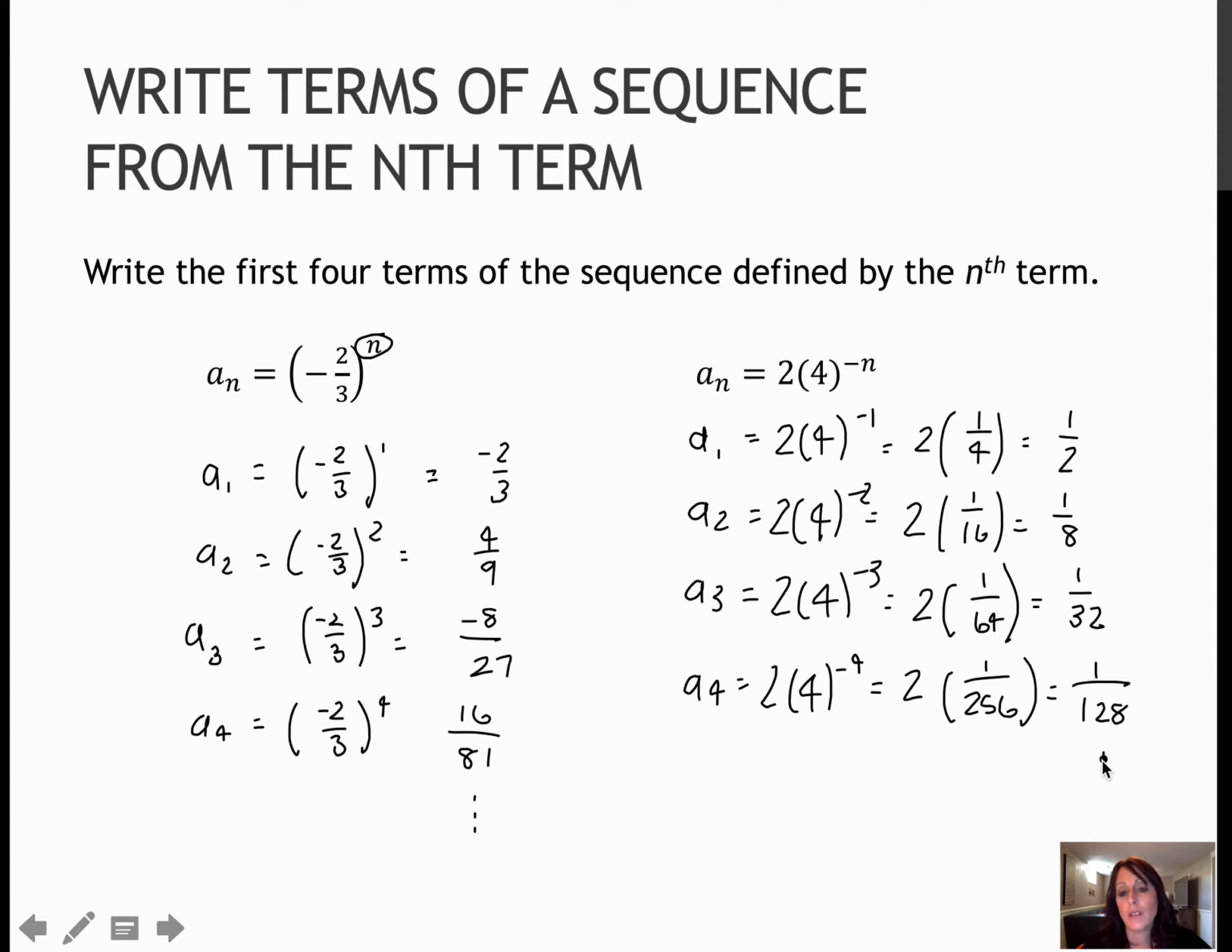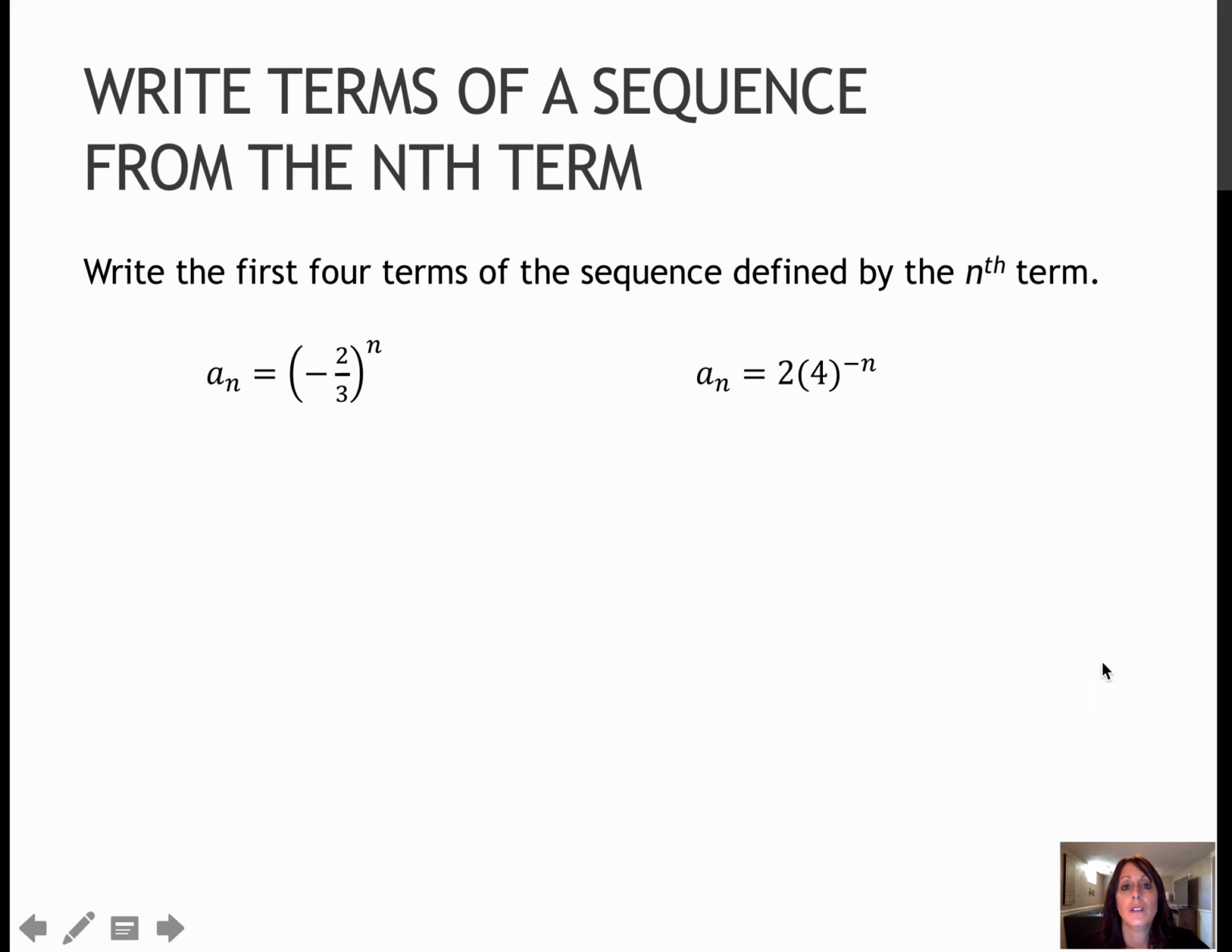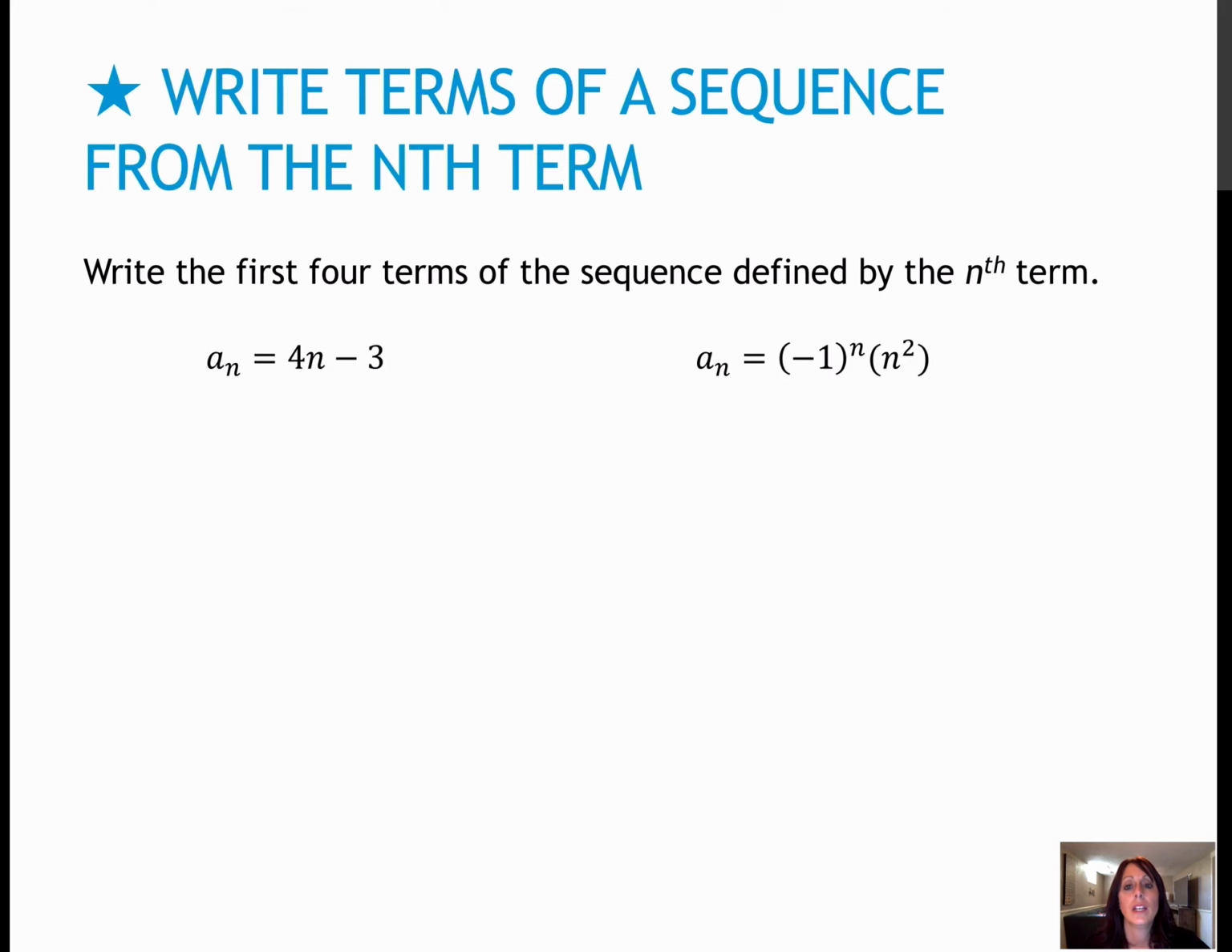So again, that pattern would continue. I do want you to notice that this negative exponent did not change the sign of any of these. So we didn't turn any of these into negative values. The negative exponent just made them a reciprocal. Here are two for you to try on your own. So press pause, try these questions, then press play to check your work.